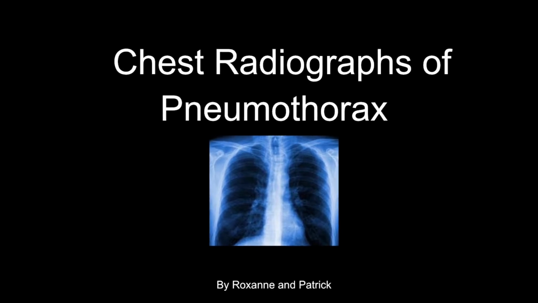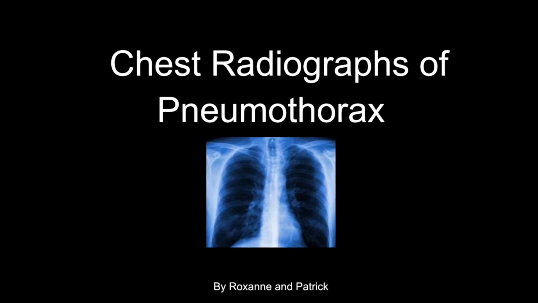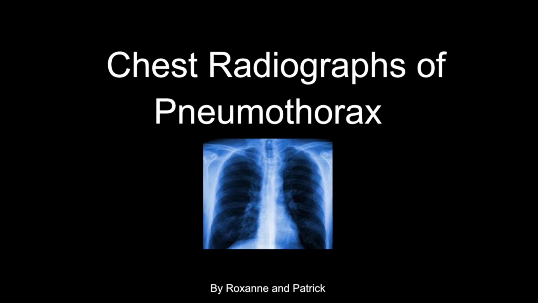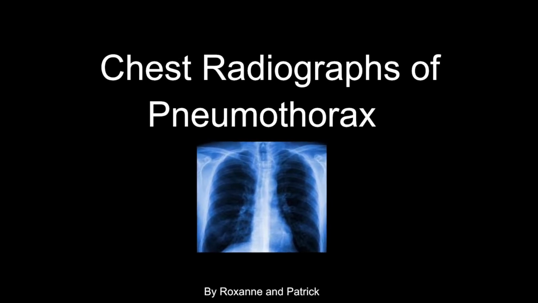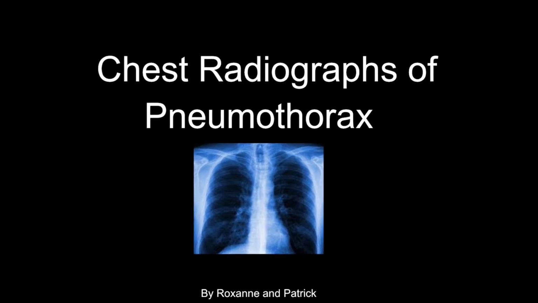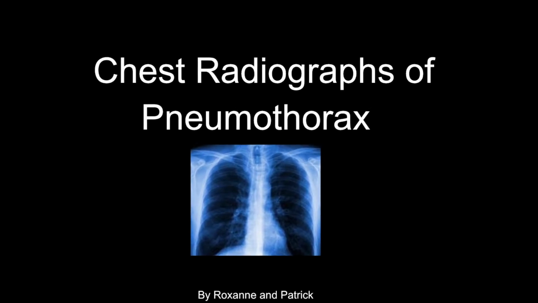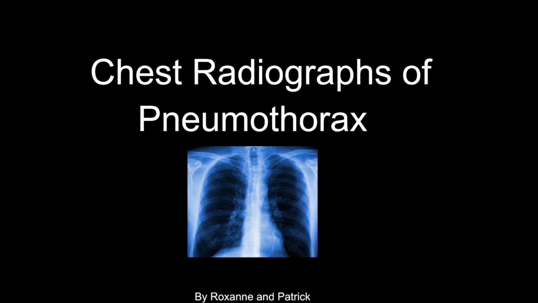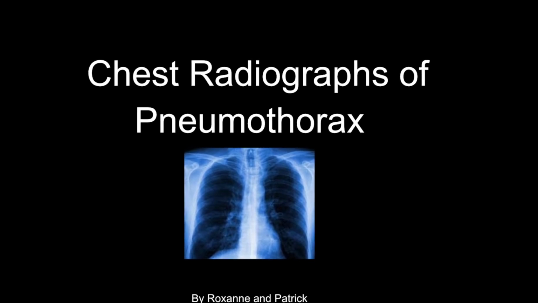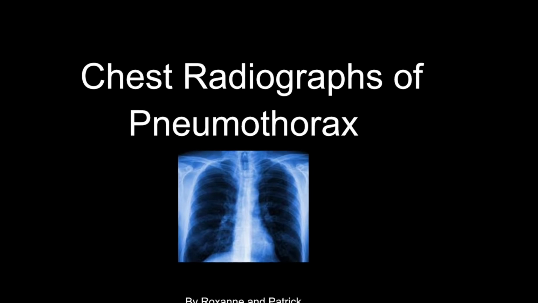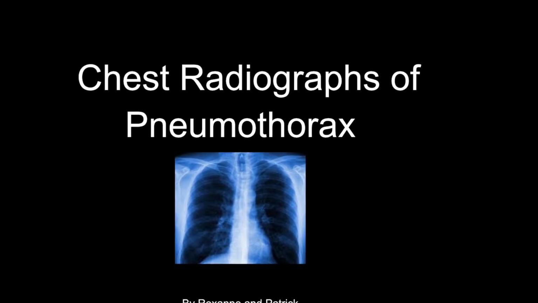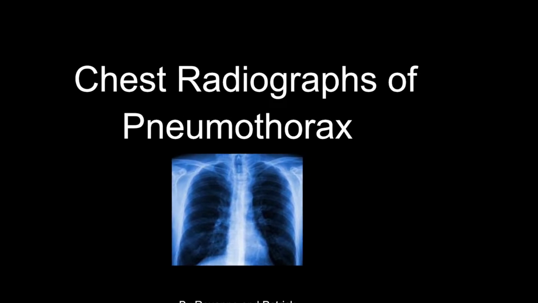A PTX occurs when air leaks into the space between your lungs and chest wall. This air pushes on the outside of your lungs and makes it collapse. A PTX can be a complete lung collapse or a collapse of a partial portion of the lung. We will be discussing different variations of PTX, how it is caused and how it affects a person's body, treatment options, and show examples of a chest radiography. Now on to Roxanne in describing her PTXs.